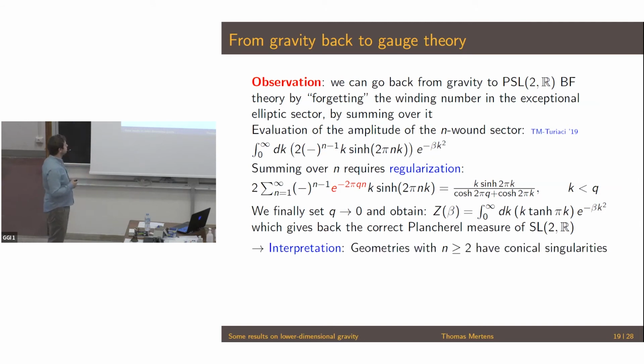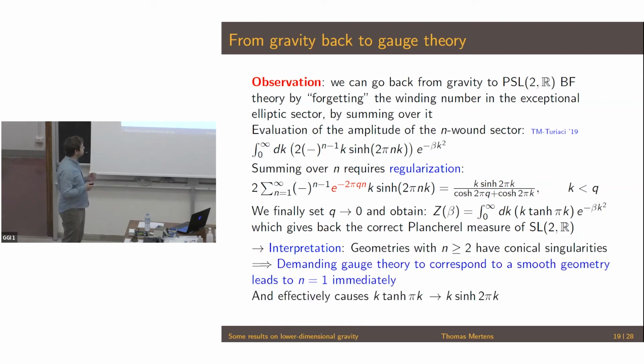So what is the interpretation of this? Well, geometrically, the geometries with n equals 2, 3, or higher, they all have conical singularities. They are these replicated manifolds. So if we would demand from our gauge theory that it only corresponds to a smooth geometry, we would have to restrict to n equals 1. That's the only regular one, the only non-singular geometry in this sum over n. And this would effectively cause us to go from the group theory measure, which is k tanh pi k, to k sinh 2 pi k by this restriction to n equals 1.